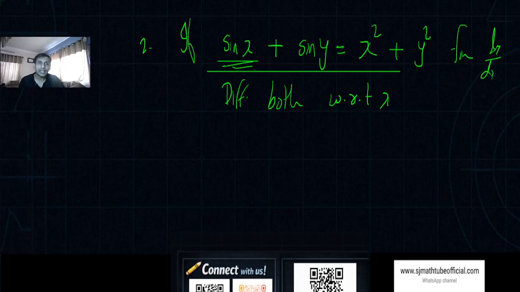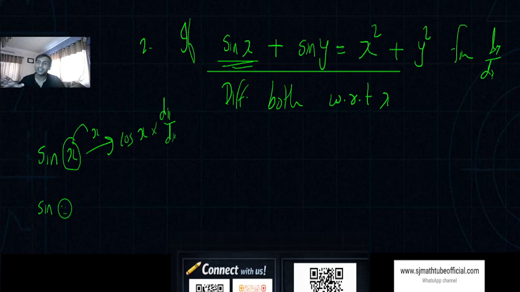What's the derivative of sine x with respect to x? Now some of you might ask me, why did I not apply chain rule here? Okay, we can apply. Come on. What is the derivative of sine something? Cos the same thing, multiplied by the derivative of something with respect to something, let's say dx by dx. And that is why we never write this when we differentiate with respect to the same variable.